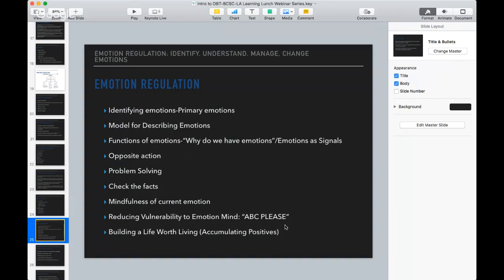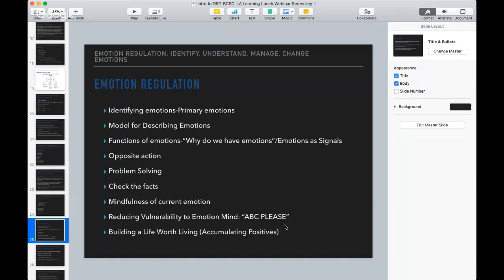Reducing vulnerability to emotion mind is a set of skills that focus on the PLEASE part, which focuses on self-care: treating physical illness, balancing your eating and sleeping, exercising, and avoiding mood-altering substances. And the ABC portion of it is the accumulating positives that I'm referring to.